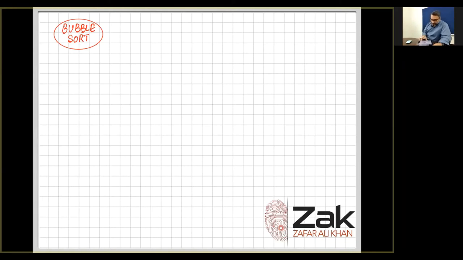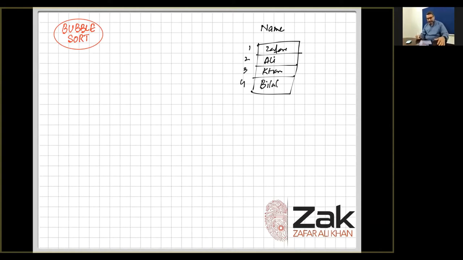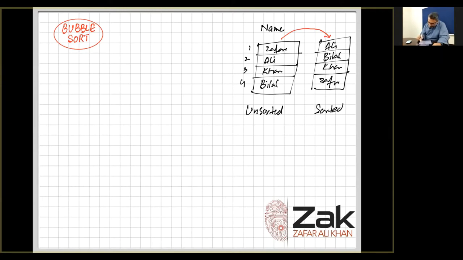So what we are going to do is, let's say I have an array called name which has values 1, 2, 3, and 4. The first value is Z with Zafar, then we have A with Ali, then K with Khan, and then B with Bilal. Now we want to sort it. This is unsorted, and if we sort it, Ali would come first, then Bilal, then Khan, and then Zafar. So this transition means unsorted to sorted. This is what we are going to do.